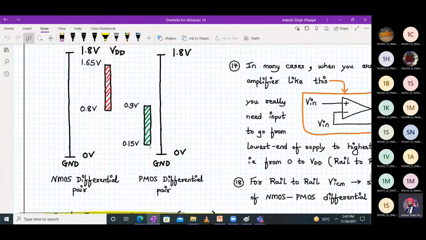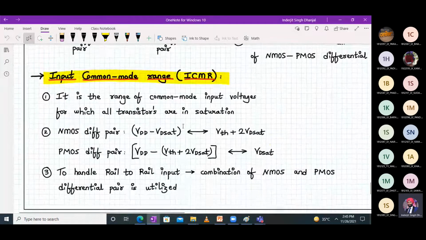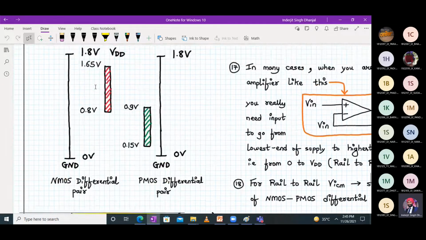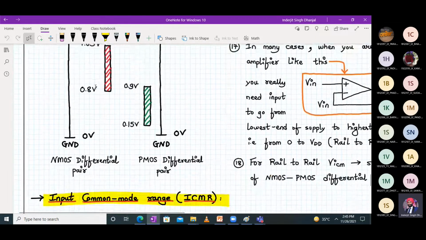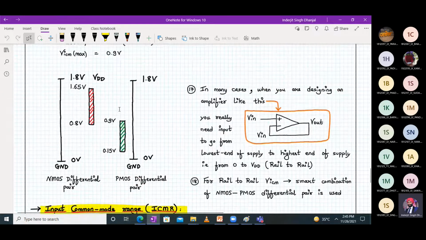So this is your input common mode range. Understood? What do you mean by input common mode range? Again, I repeat, it is the range of common mode input voltages for which all the transistors are in saturation. And to handle a rail to rail input common mode range, we should use a smart combination of NMOS and PMOS differential pairs. Okay, so we have completed the discussion on the very important op-amp or OTA performance parameter, that is input common mode range. Fine. Any questions, anyone on this?